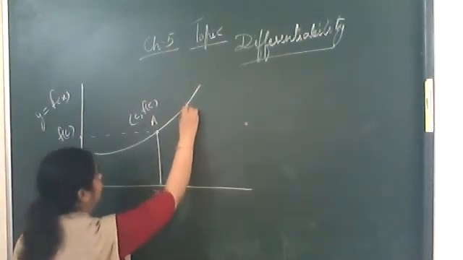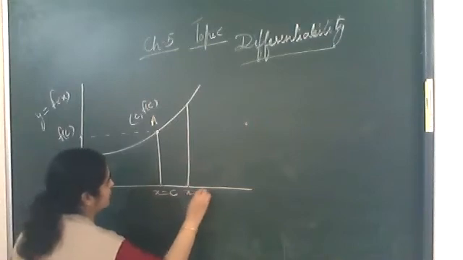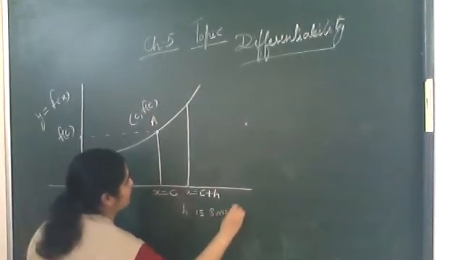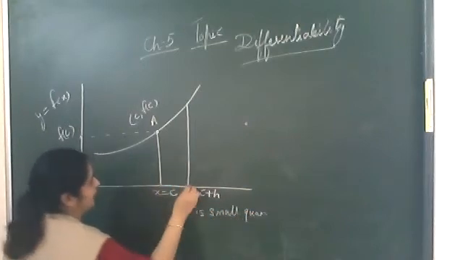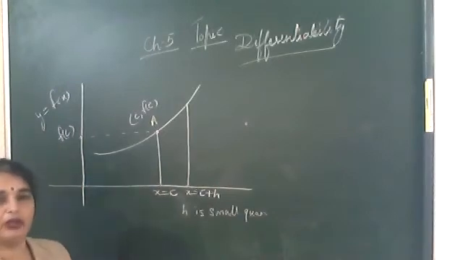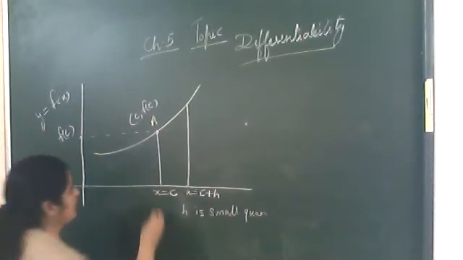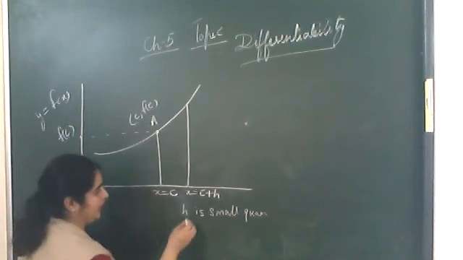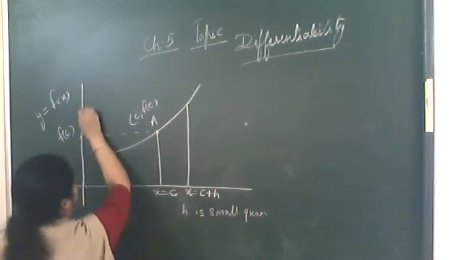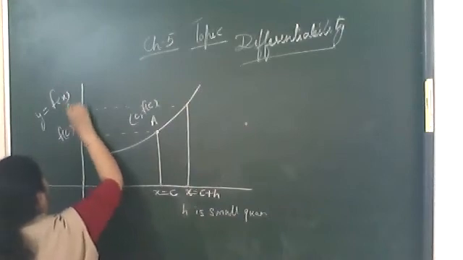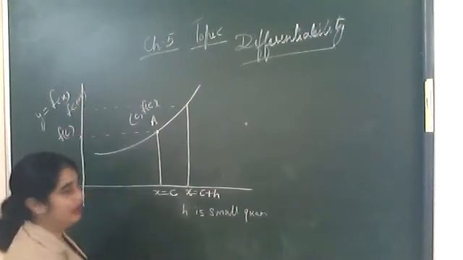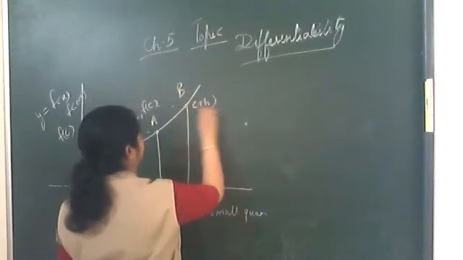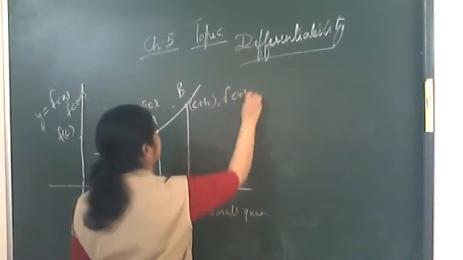Now we'll take one more point where x is equal to c plus h, where h is a very small quantity. I have not drawn it small, because if I did, it would not be visible to you. So imagine this is a very small quantity h. Clear? x is equal to c plus h, then corresponding to it we will have a value f of c plus h. So this point, let it be B, is equal to (c plus h, f of c plus h).